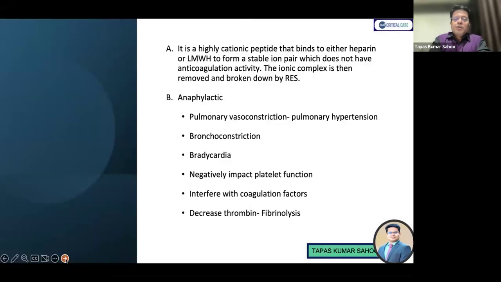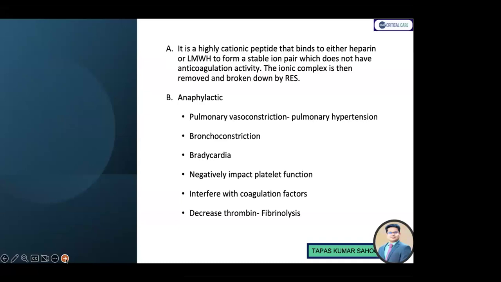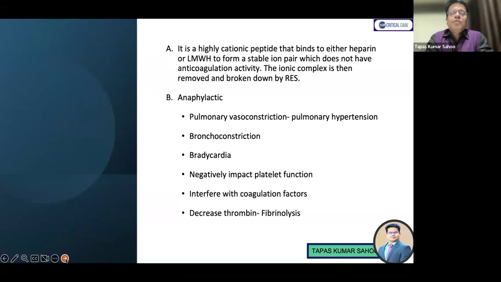Okay. So protamine is a highly cationic peptide that binds to heparin, or if your patient is on low molecular weight heparin, then it would bind to that to form a stable ion pair which doesn't have any anticoagulation activity, and this ionic complex is then removed and broken down by the RES. What do you mean by RES? Yes, reticuloendothelial system. So it will be removed from the body.